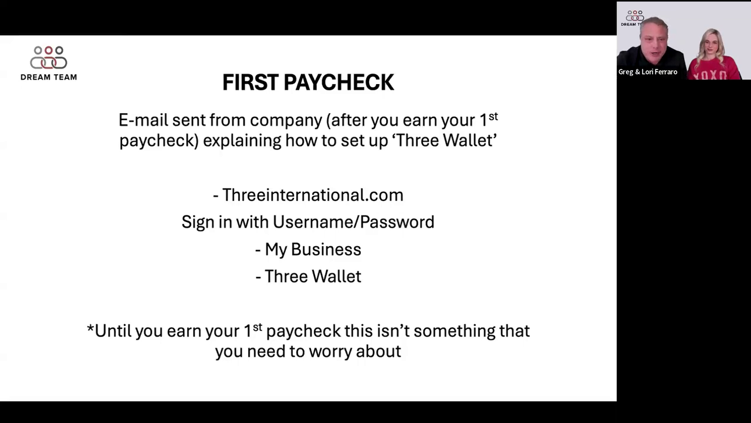Okay, first paycheck. Everybody wants to get paid, right? A lot of times people ask me, how do I set this up? How do I get this? First off, the company will email you when you are qualified for your first check. Once you've qualified, the following week, the company is going to send you an email explaining how to set up your 3Wallet. Now, your 3Wallet is kind of like an online safety deposit box. When you get paid in 3, all your money goes into the 3Wallet. And then once you've made money, you will get a notification from the company on how to access that.